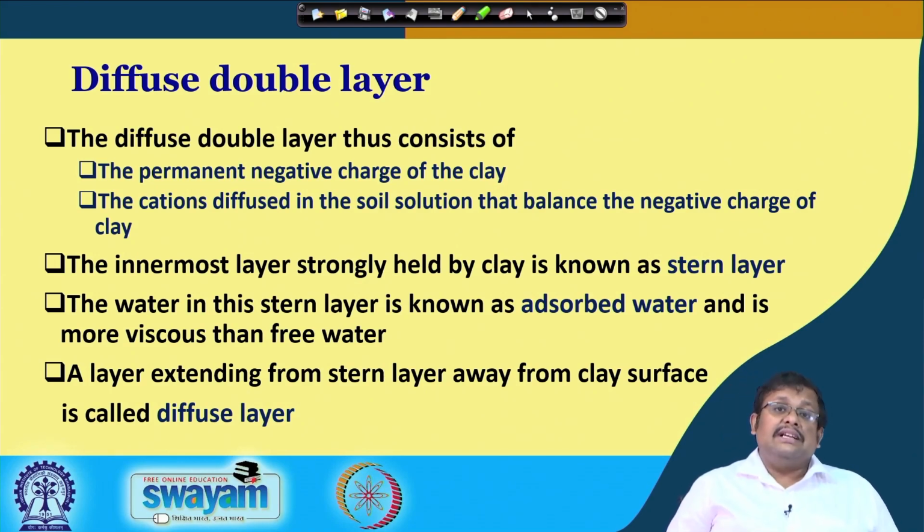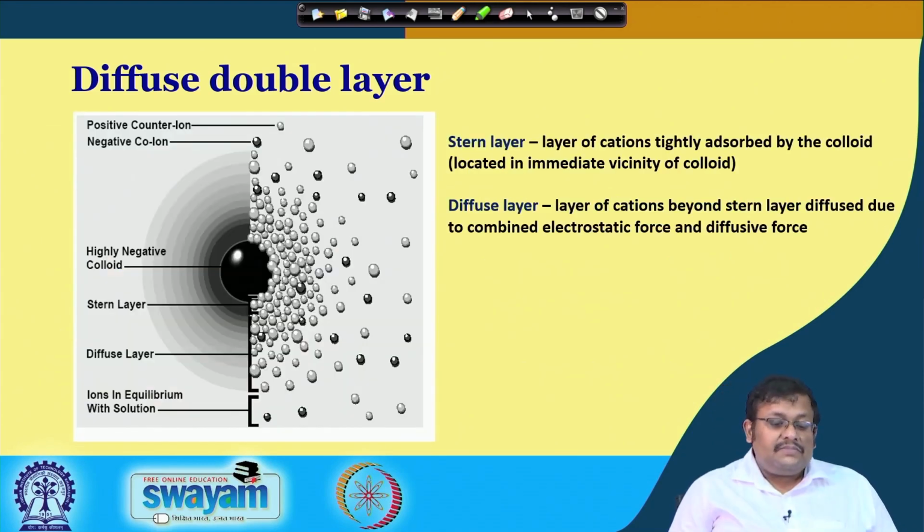The innermost layer, which is strongly held by the clay, is known as the Stern layer. We will be discussing it in detail. The water in this Stern layer is known as adsorbed water and is more viscous than free water. A layer extending from the Stern layer away from the clay surface is called the diffuse layer. We will see that. Now, this is a complete picture of the diffuse double layer.